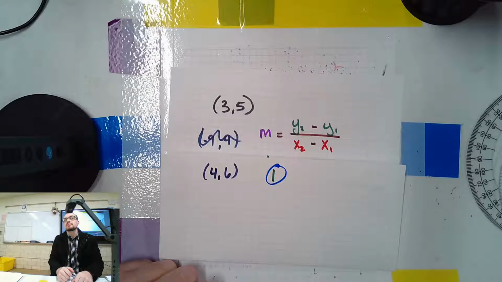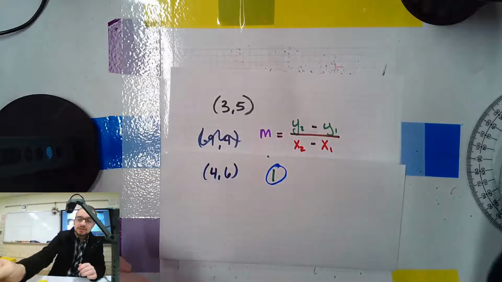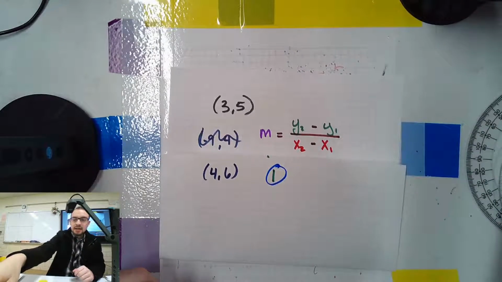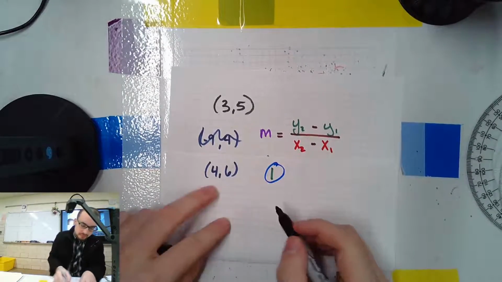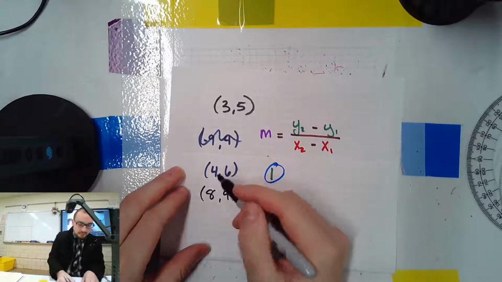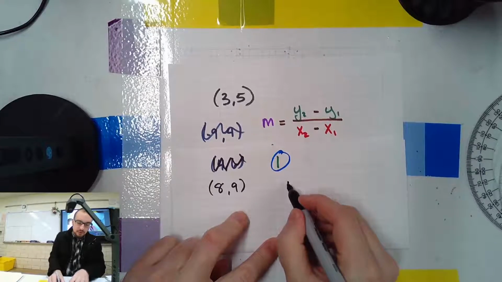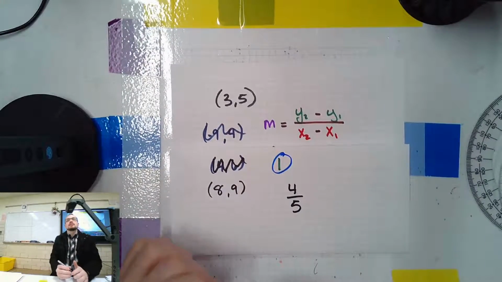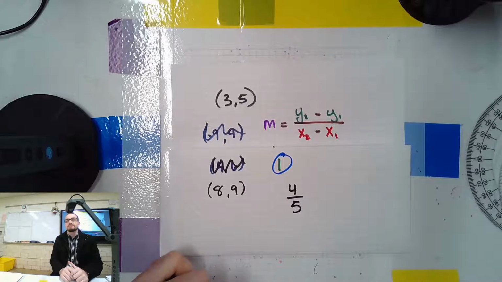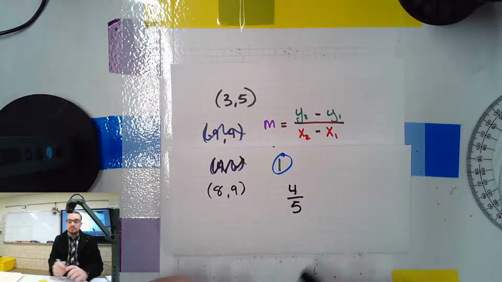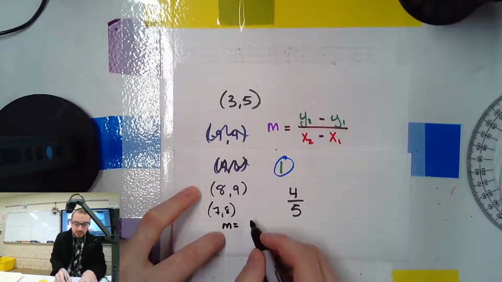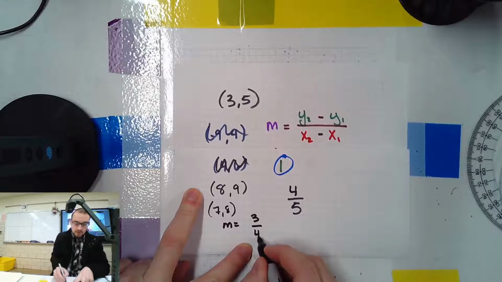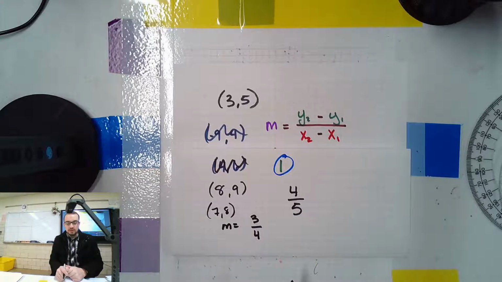Can we get lower than 1? Yes! 8, 9. Nine minus 5 is 4, and 8 minus 3 is 5. So 4/5, smaller than 1. We have a new front runner. Well done. What about 7, 8? Then the rise is 8 minus 5, which is 3, and the run is 7 minus 3, which is 4. So 3/4. Which is bigger, 4/5 or 3/4?